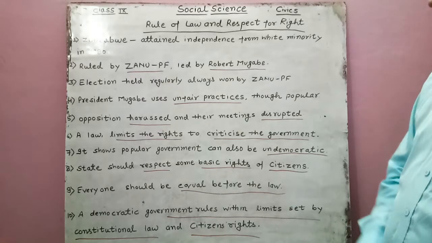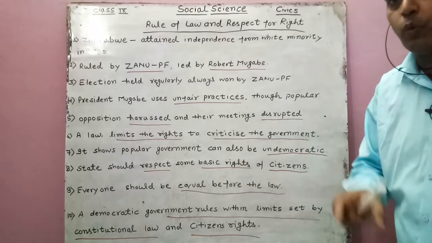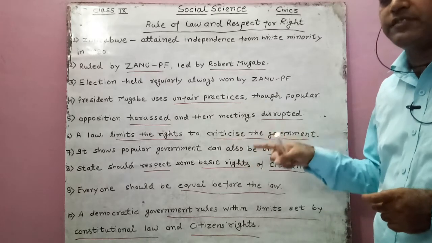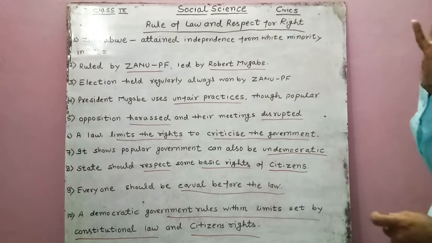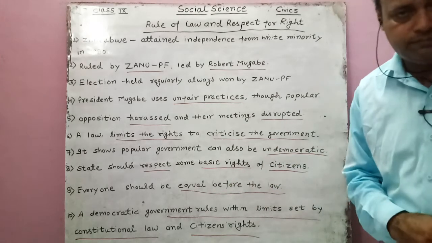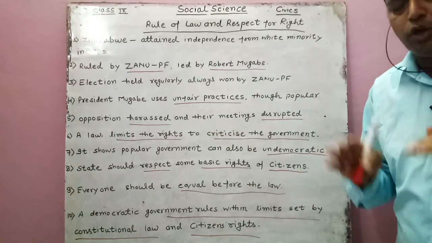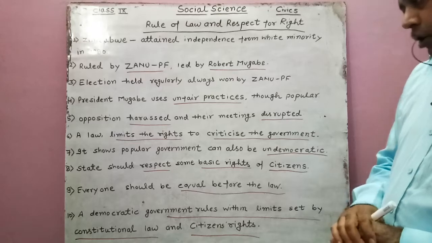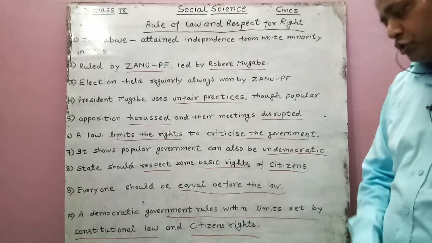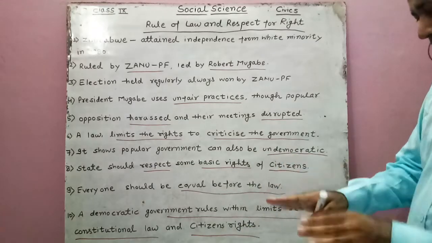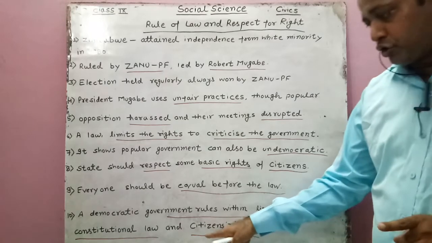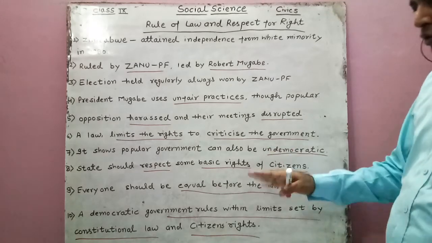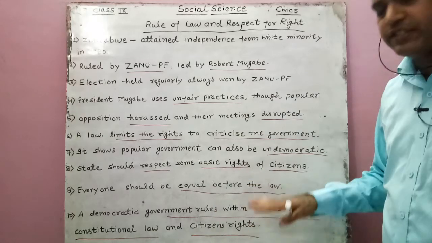It means the Constitution provides some basic rights of the citizens, and it is the government's duty to provide those basic rights prescribed by the Constitution. Everyone should be equal before the law, whether he belongs to a rich family or a poor one. A democratic government rules within the limits set by the constitutional law and the citizens' rights. It means every government is bound to follow constitutional law and respect the citizens' rights.